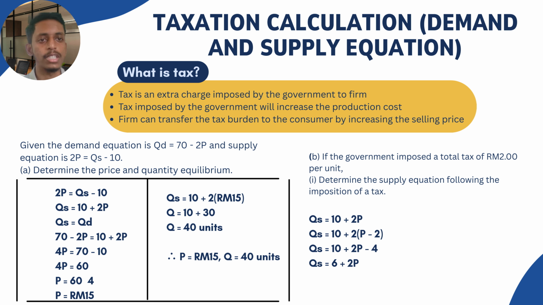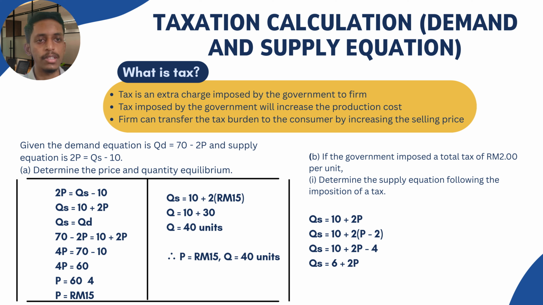So let's focus on the equation section, part A. The question is like this. We are given two equations. The quantity demand QD equals 70 minus 2P, and supply: 2P equals QS minus 10. The part asks us to determine the initial equilibrium price and quantity. First, we rearrange the supply equation to make quantity supplied the subject. If 2P equals QS minus 10, then QS equals 10 plus 2P.